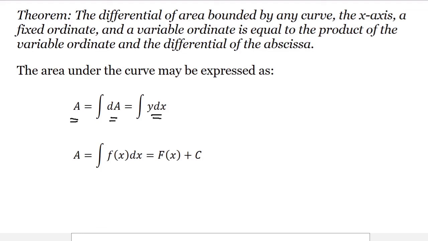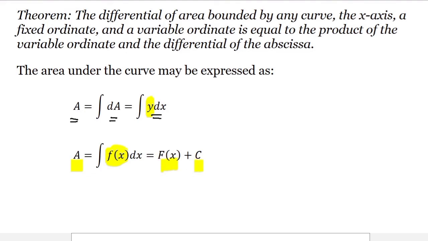And we can say that since y here is a function of x, this area is just the integral of f of x dx, since y is f of x. And this is equal to F of x plus the constant of integration.